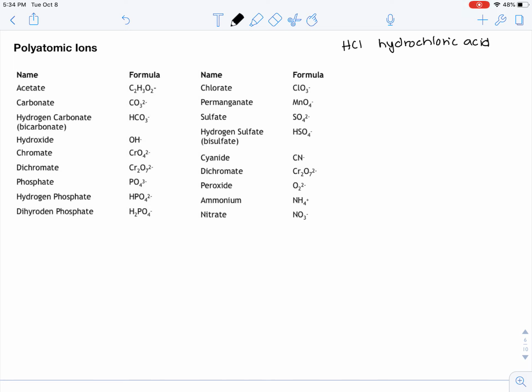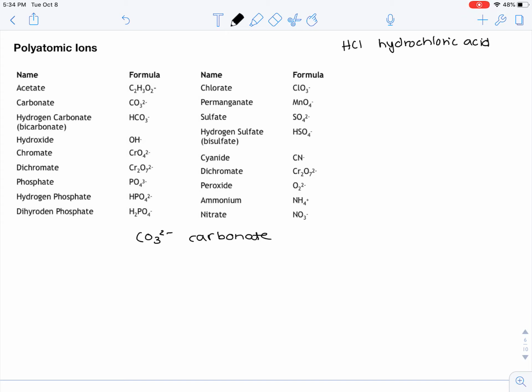When you have hydrogen in front of a nonmetal, but it's a charged substance, it is not a compound, it is an ion. Then you have to name it in a covalent type of way, naming how many hydrogens you have with the polyatomic ion. For example, let's look at carbonate, CO3 2-. This is carbonate.